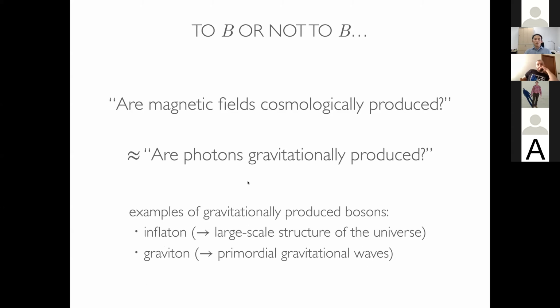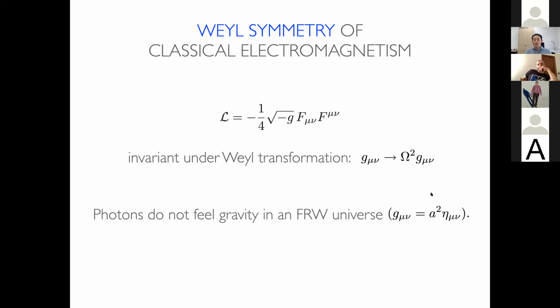Since photons are a massless spin-1 boson, it's a natural question to ask: do photons get produced gravitationally? But for photons, there's one twist in the story because of the Weyl symmetry. So here is the Yang-Mills action for describing classical electromagnetism. And this action has a symmetry called the Weyl symmetry, which basically means that when you multiply the metric by some overall factor, the action stays unchanged.